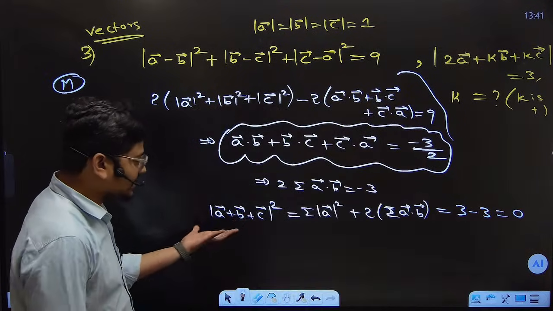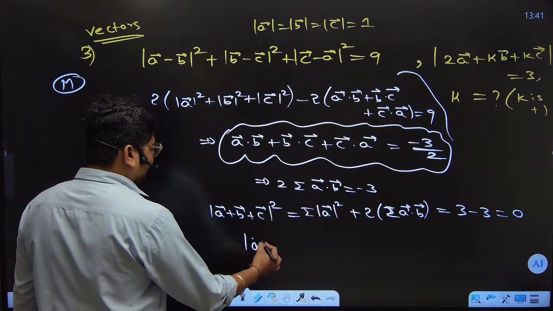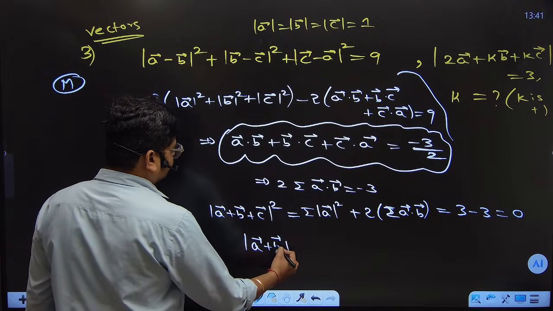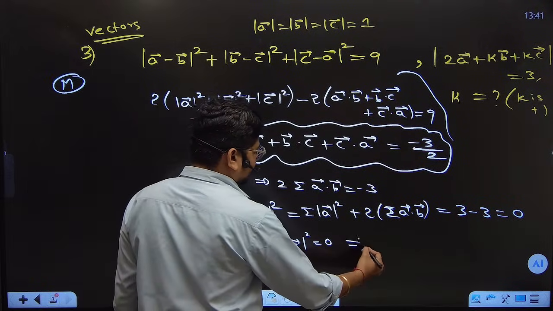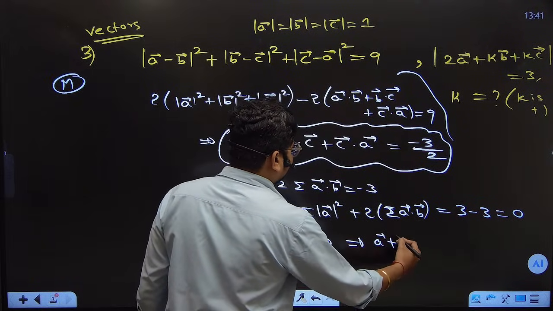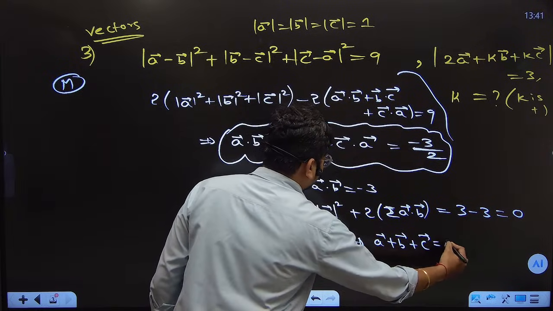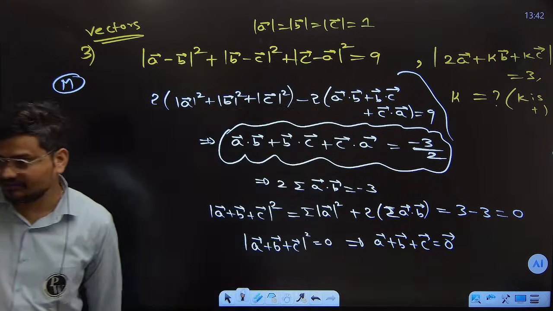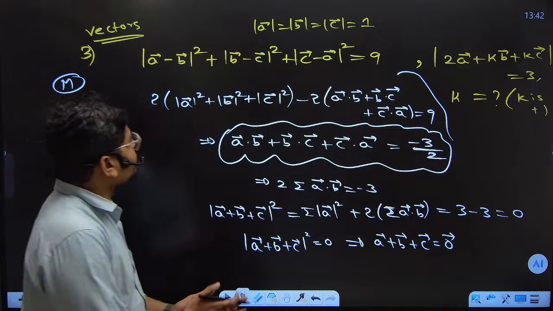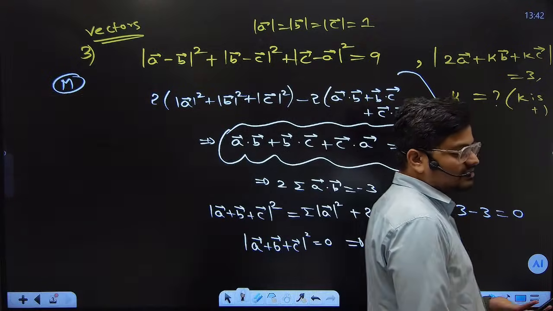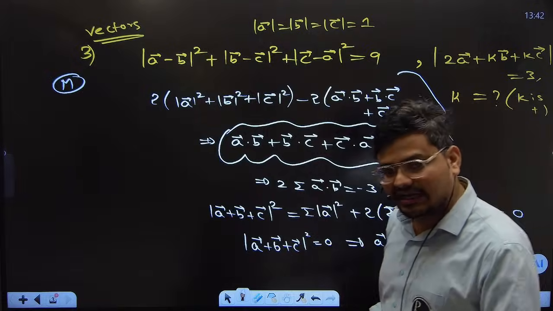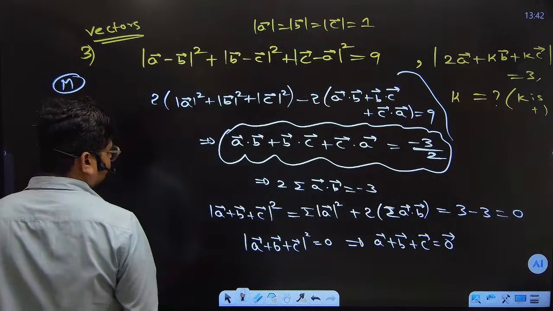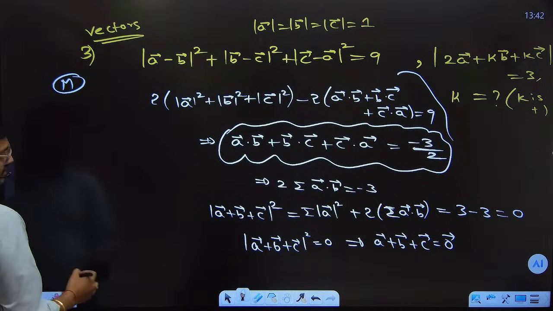So this gives me a hint. I am getting magnitude of A vector plus B vector plus C vector whole square is 0. That means what can I say from here? Definitely A plus B plus C should be a null vector, isn't it? It has to be a null vector. Now you observe this: A, B, C are 3 vectors whose magnitudes are equal and addition is 0. That means can I say they form a triangle? Can I conclude they form a triangle, sir?